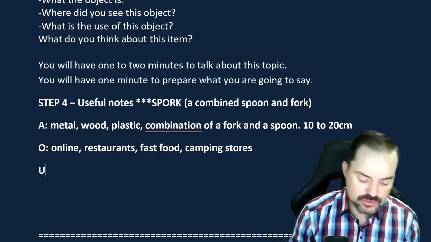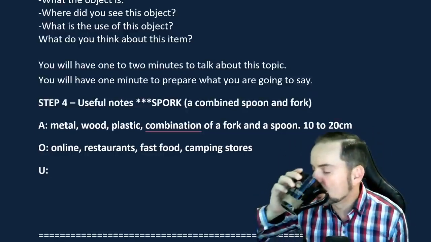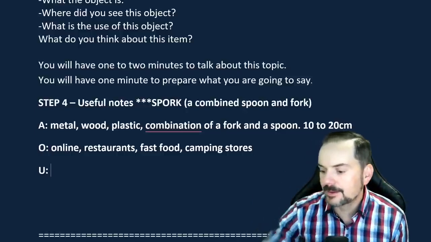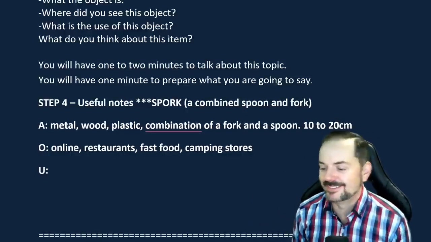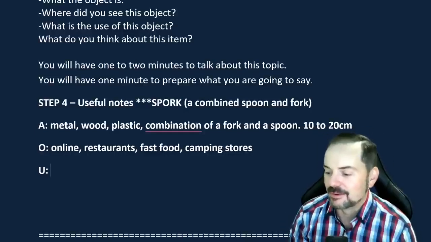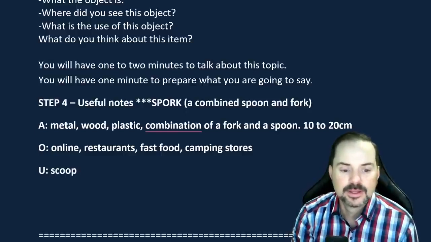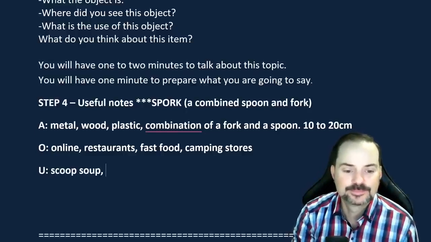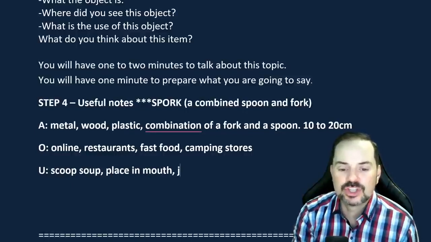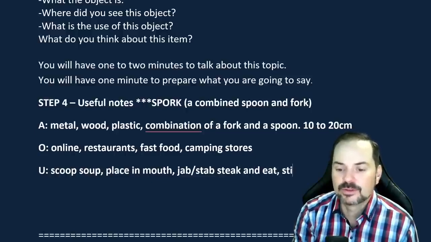So how do I use the spork? How do I use the spork? And this should be a fairly easy one, right? If you think about either a spoon or a fork, then you will come up with this quite quickly. So scoop soup, place in mouth, or you can use it to jab or stab steak and eat, or you can use it to stir coffee.